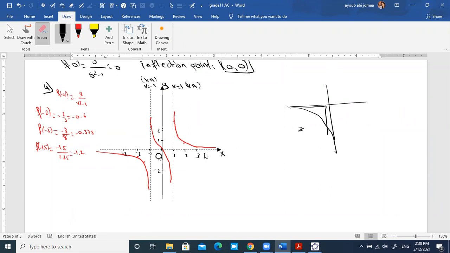How do I draw it? To make it easy I take points: f of negative 2, I put a point, f of negative 3, I put a point, f of negative 4, I put a point. Between negative 2 and negative 1, take f of negative 1.5, get the value, get the point, and connect them together.